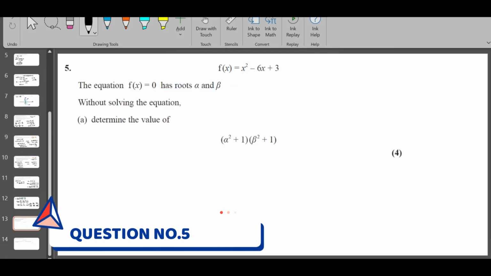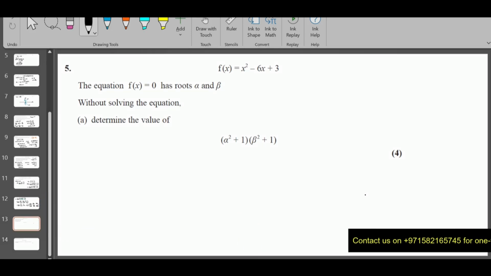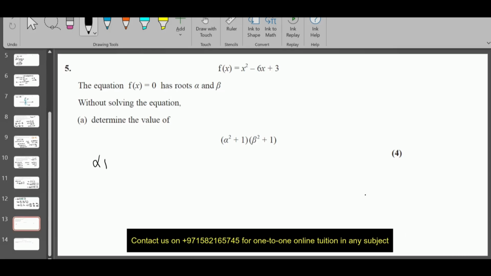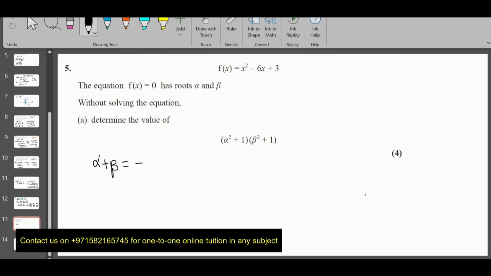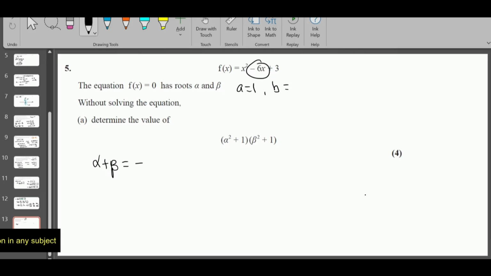Question number 5. F of x equals 0 has roots alpha and beta. Without solving, find the value of this. Okay. So the sum of the roots, alpha plus beta, will be equal to minus b over a. a is the coefficient of x squared, b is the coefficient of x, c is the constant term. So minus b over a will be, b has already a negative sign, positive 6 over 1 is 6. So it's just 6. Product of the roots would be c over a, 3 over 1.